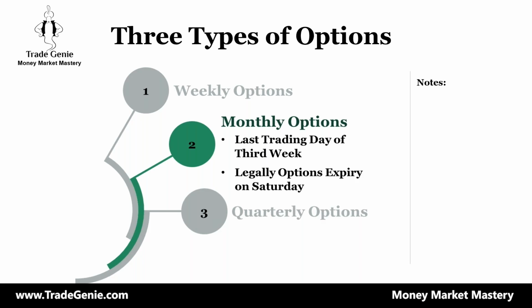So it all depends. If the market is closed, then those options will expire on Thursday night. You don't get to trade on Friday. Legally, the options are expiring on Saturday, but you cannot trade. The market is closed on Saturday. So options expire on the last trading day of the third week.